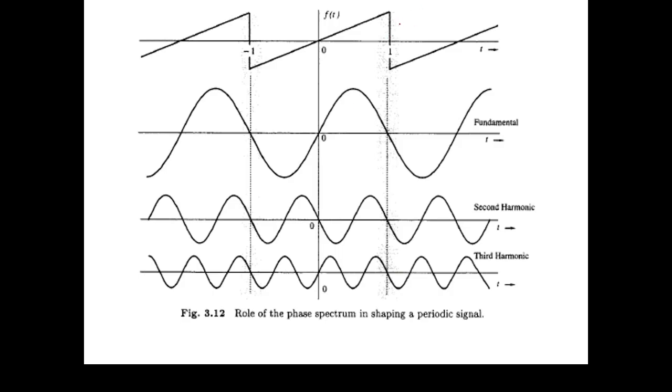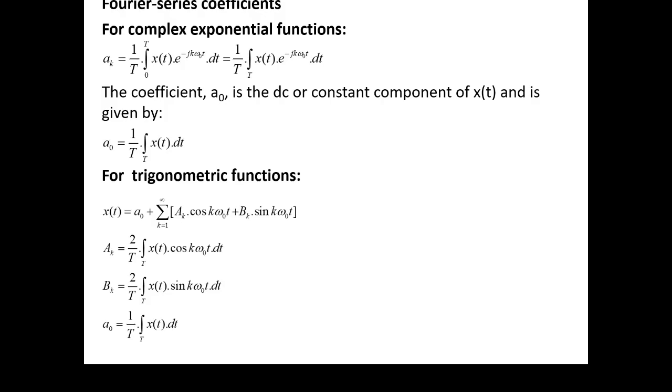Similarly, if you have a sawtooth wave, again we can generate the sawtooth wave by adding up sinusoidal signals of various frequencies and amplitudes. Now coming to the Fourier transform, all of you know that the Fourier transform is derived from the Fourier series itself. However, we discussed that the Fourier series is capable of analyzing periodic signals.